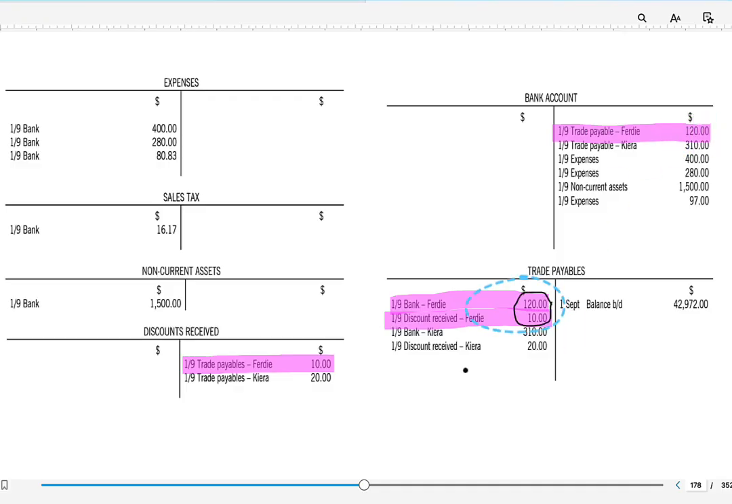Check the total. Debit side is $130. Credit side is $10 plus $120. That equals $130. So it balances. So the posting for transaction 1 is debit trade payables Ferdy, $130. Credit discount received, $10. Credit bank, $120.